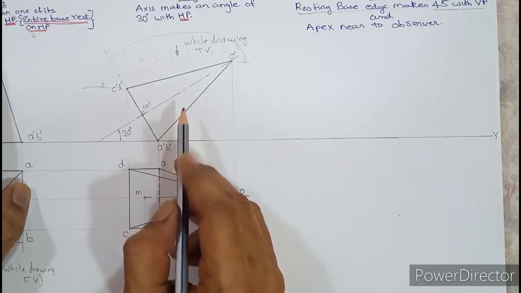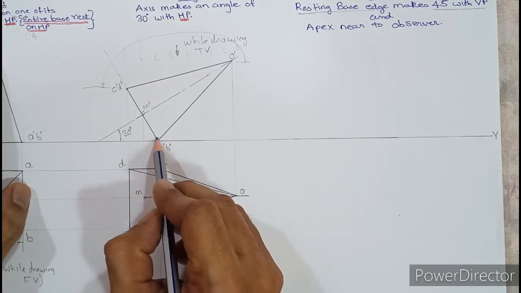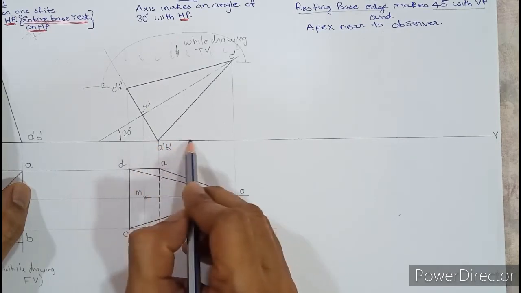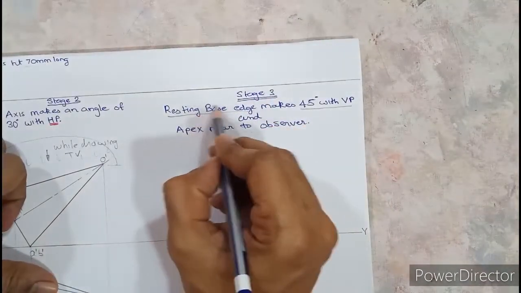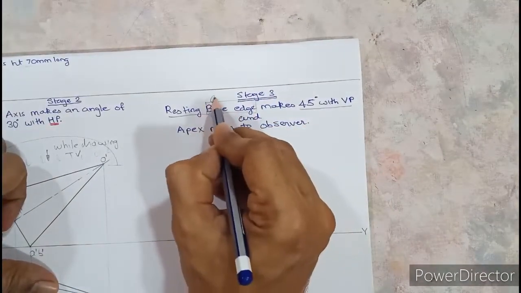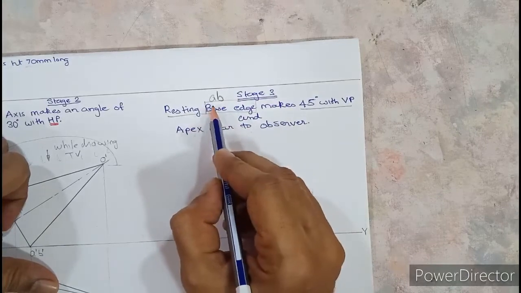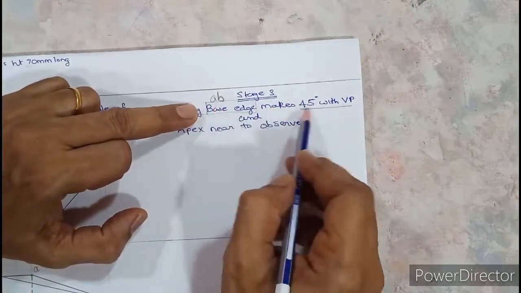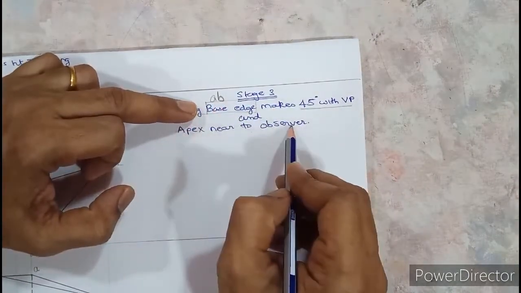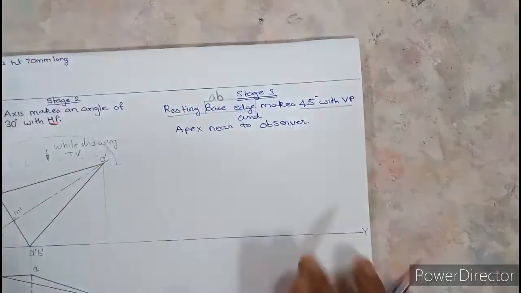In this diagram, it is very clear that A dash B dash is the base edge which is on HP, which means AB is the resting base edge. So when you read this third stage, you should read it like this: resting base edge means AB, and AB makes 45 with VP. That's all. Next part we'll see a little later.